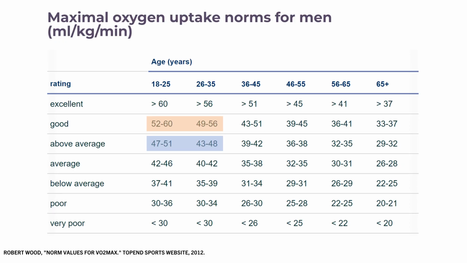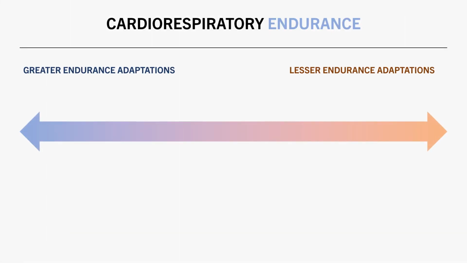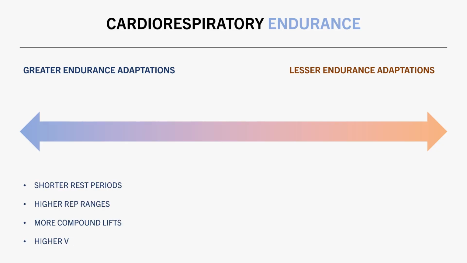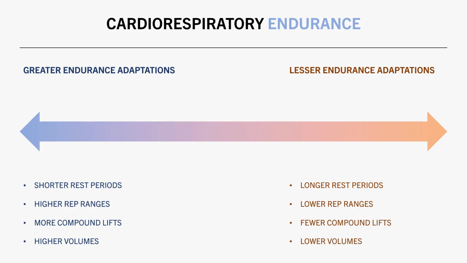By most normative standards. Although it should be noted that we can't say that this level of fitness is purely a result of weight training, as these bodybuilders may also include some cardio or other forms of exercise in their regular training routines. Furthermore, the level of endurance adaptations you get from resistance training is also going to be influenced by the specific programming variables of your lifting routine. Training with shorter rest periods, higher rep ranges, more compound lifts, and higher volumes are generally going to result in greater endurance adaptations compared with longer rest periods, lower rep ranges, isolation lifts, and lower volumes.